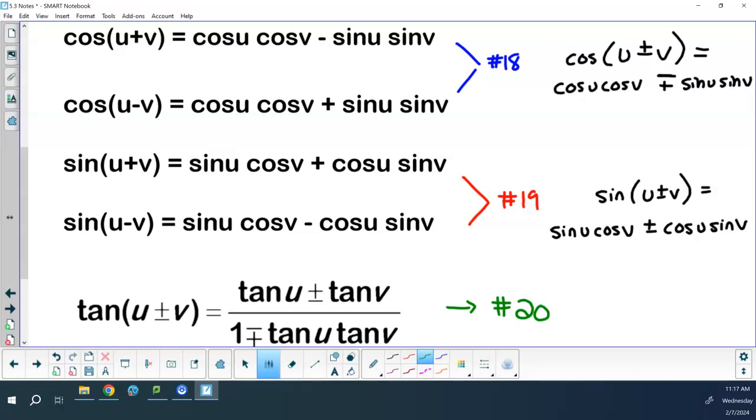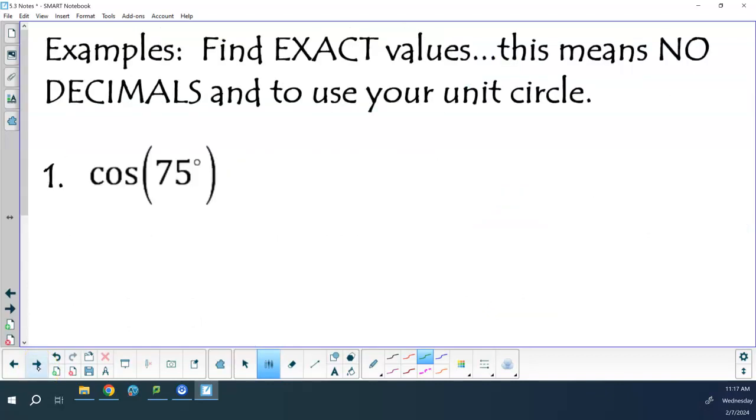Okay? Why do we need this? You may be asking yourself, why? The reason is, we're not always going to be on the unit circle. This allows us to do something like, what is the cosine of 75 degrees? Now, there is more than one way of doing this, but you will get the same answer.